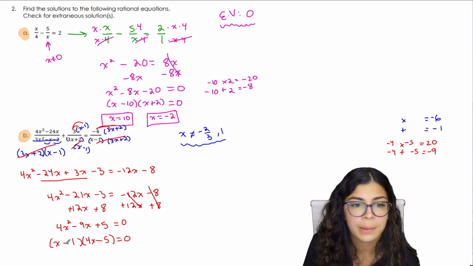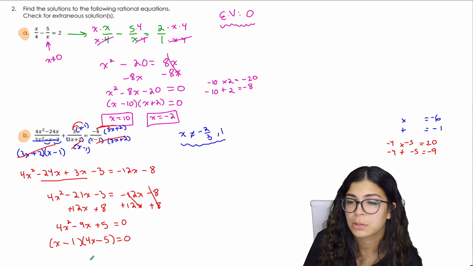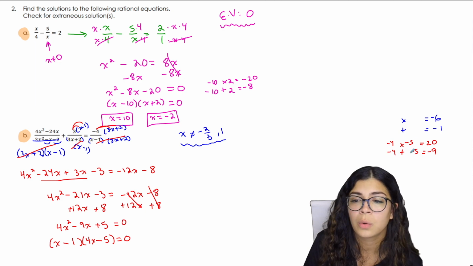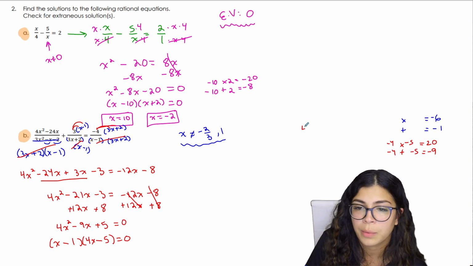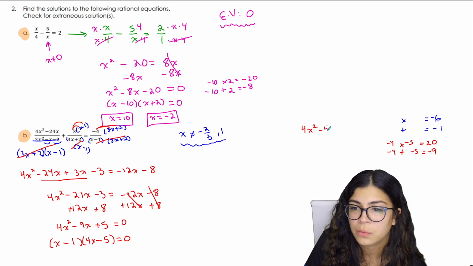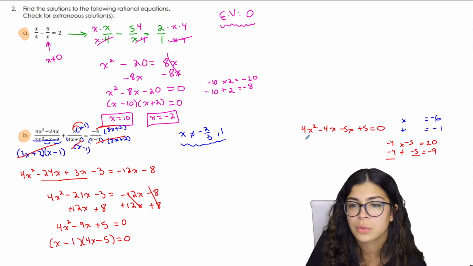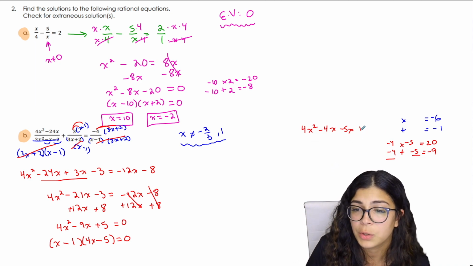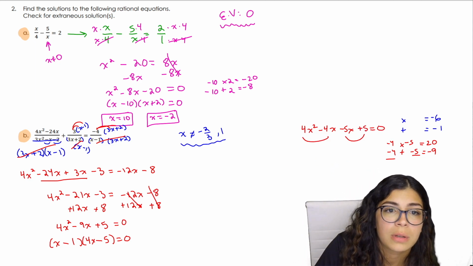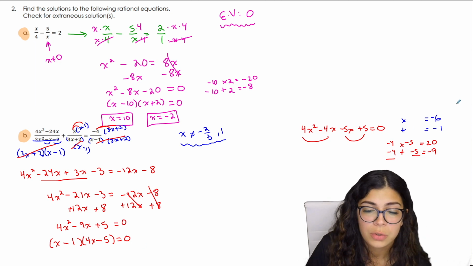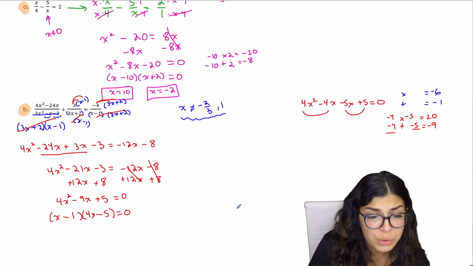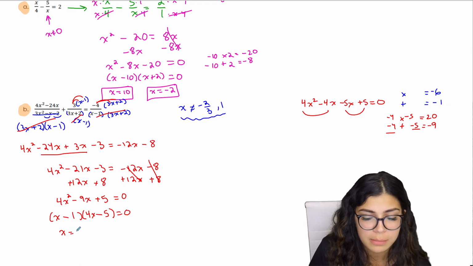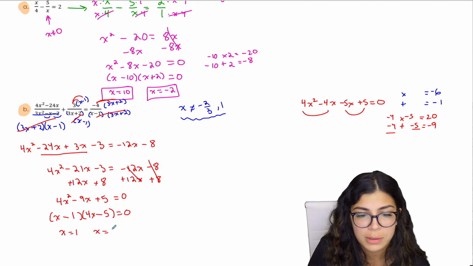So if you don't like the reverse FOIL method of thinking to factor, you can do the regular old way, and then you could just split the middle. So you'd write it as 4x squared minus 4x minus 5x, the two that you found, and then you bring down the last term as well. And then you just group the first two, factor out, group the last two, factor out. So if you want to do that instead, you can. Let me just continue here. So we have two solutions, x equals 1 and x equals 5/4.